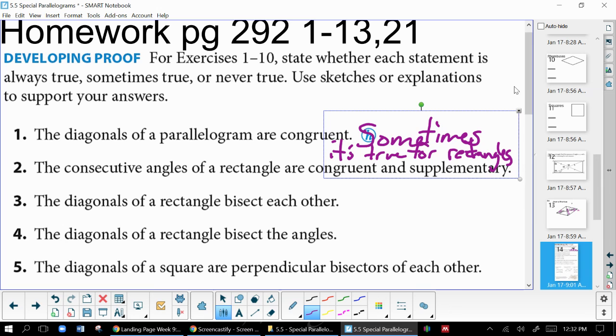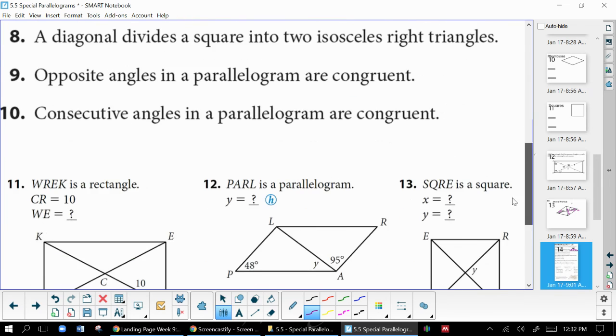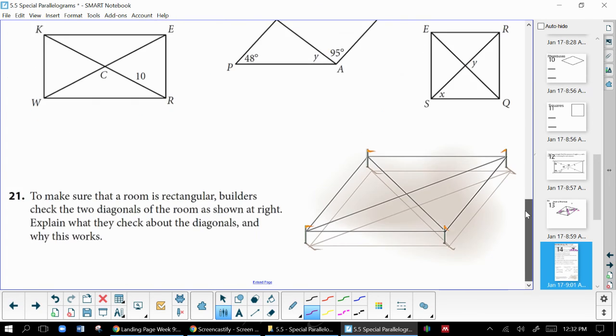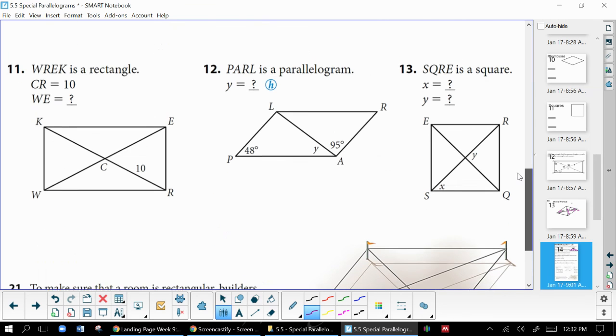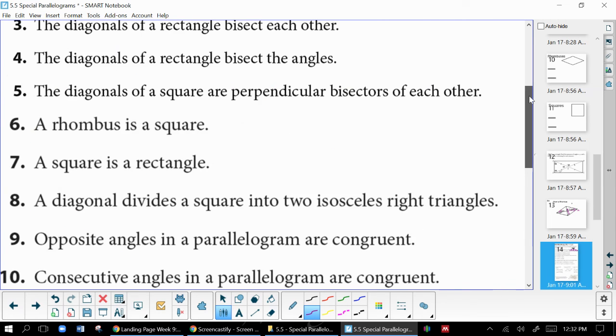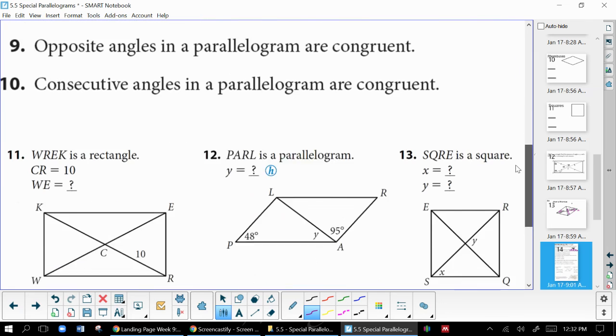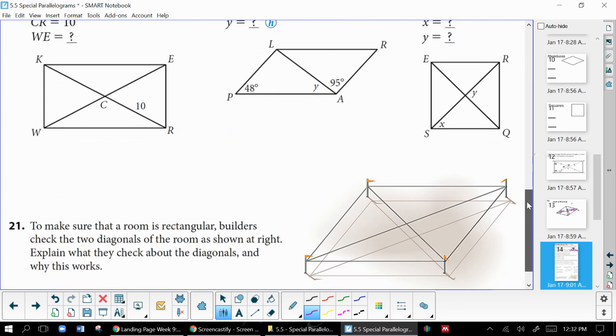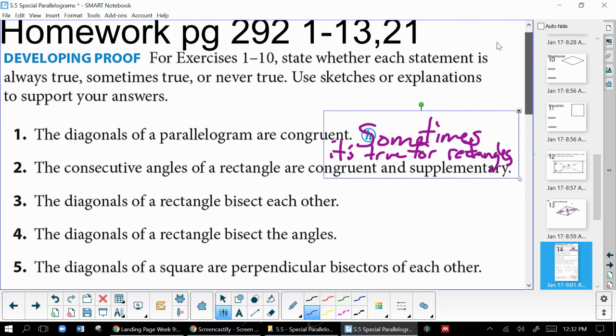Then, of course, you've got a few down at the bottom here that you've got to actually find the solutions for. So 11 is a rectangle, 12 is just some random parallelogram, and 13 is a square. Then I want you to try number 21. These first set, these 1 through 10, there are some questions like that on the quiz, and then most of what you're doing is like this. So I will post answers to this tomorrow, so make sure you've tried them first.